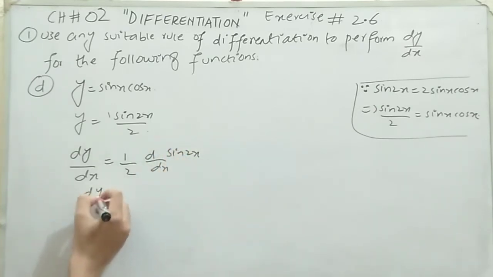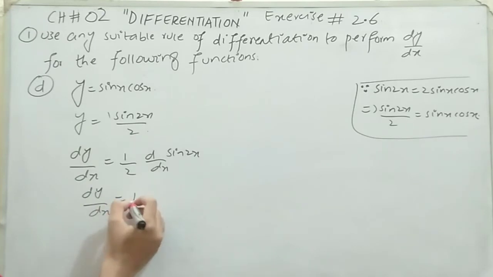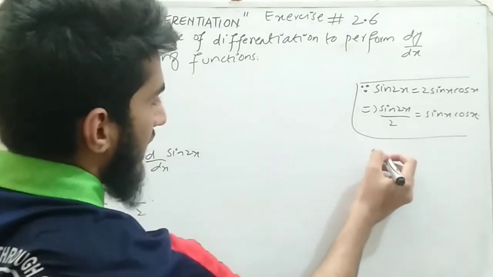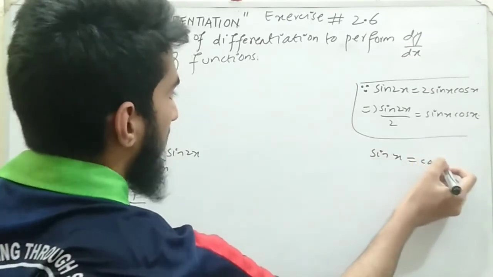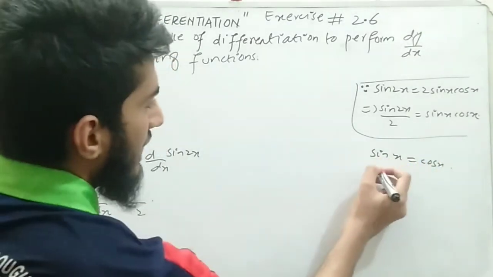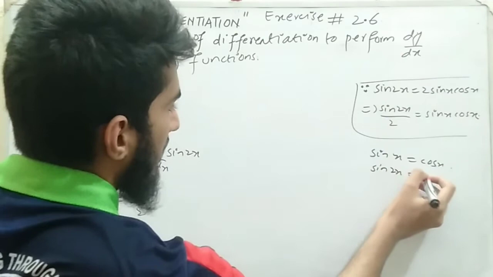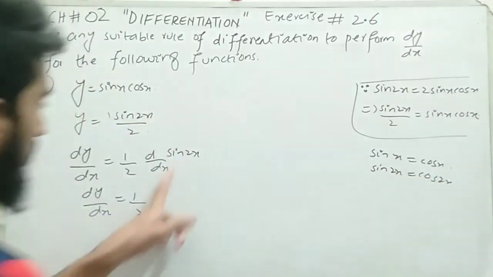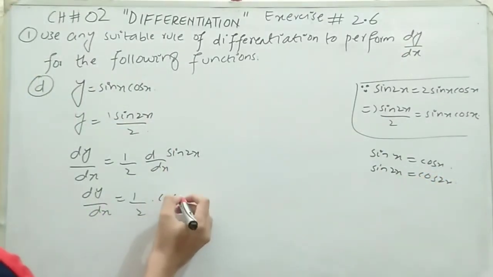So it becomes dy by dx will be equal to 1 over 2. You know that the derivative of sin x is cos x. But over here we have sin 2x, so replace x with 2x, and the derivative of sin 2x will be equal to cos of 2x.